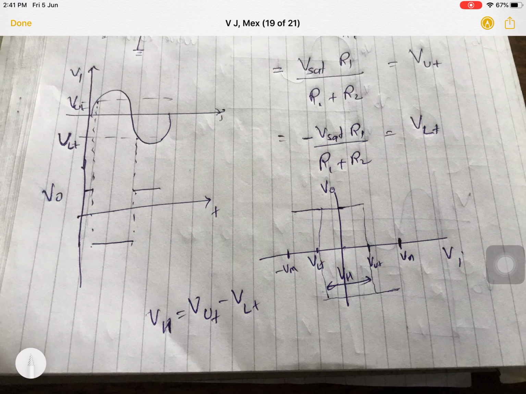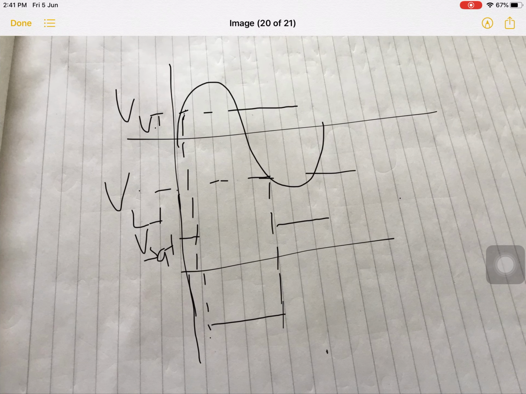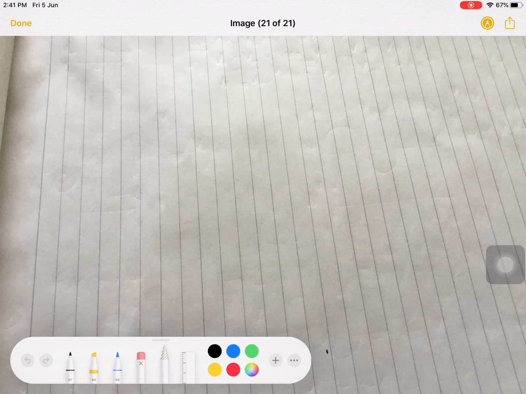Now, one of the interesting curves that we discuss in the case of the Schmitt trigger is the hysteresis loop. This is a hysteresis curve. What is a hysteresis curve? Let me draw it here. A hysteresis curve is nothing but a curve between input and output.